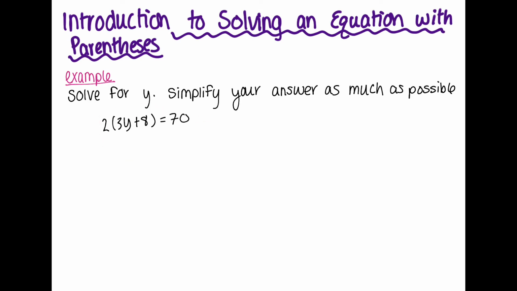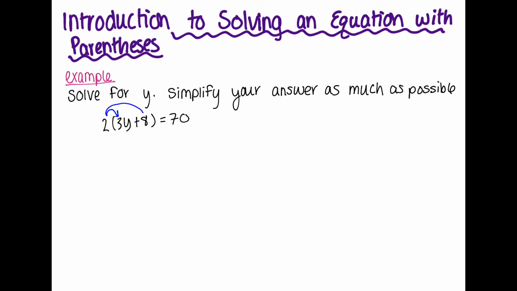One thing I'd like to point out here is that there's nothing in between the 2 and this parenthesis. If instead we had something like 2 plus parenthesis 3y plus 8, this would be a much different scenario. This would be a scenario where these parentheses actually end up meaning nothing, and we would just write it like this. In the circumstances we have here, there's nothing between the parenthesis and the 2, so that means that we're going to be distributing. I'm going to go ahead and erase this just so you don't get confused looking at that. So we're going to start by distributing.